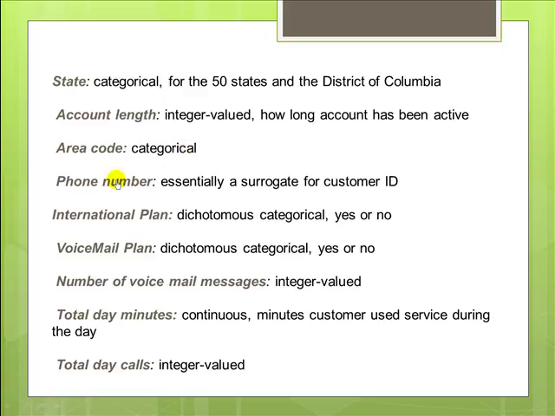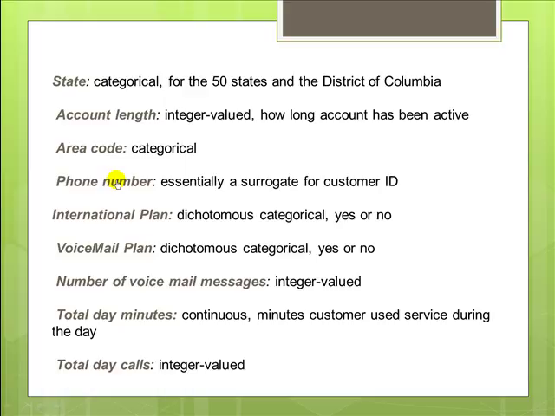So, okay, it's categorical. The phone number is essentially a surrogate for customer ID, or we could use it as a customer ID. International plan is a yes/no variable indicating whether they have an international plan or not. Voicemail plan is also a yes/no variable indicating whether they have voicemail or not. So remember these words: dichotomous, categorical. Dichotomous means yes or no, having two values, two levels, and categorical, you know what that means. Okay, number of voicemail messages. That's how many voicemail messages they've received.